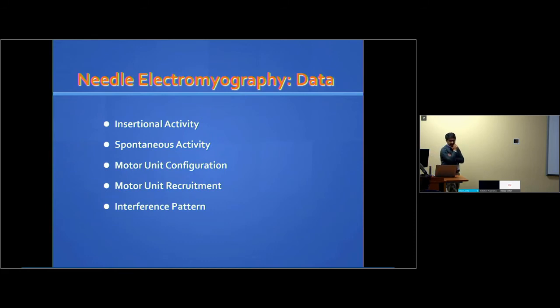What we see in needle examination is insertional activity. When we put the needle in, there's usually a little bit of a deflection. If there is instability of the nerve and muscle junction, then that insertional activity is increased. If there is replacement of, say, muscle with fibrosis, insertional activity is reduced. Then we look for spontaneous activity.